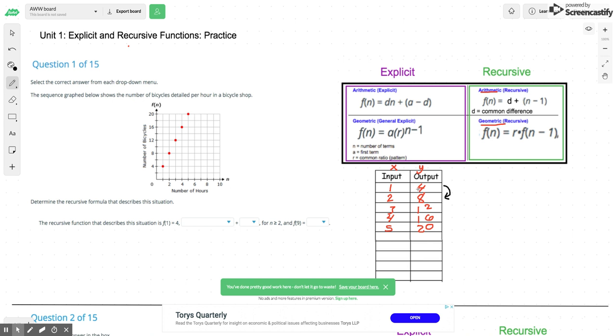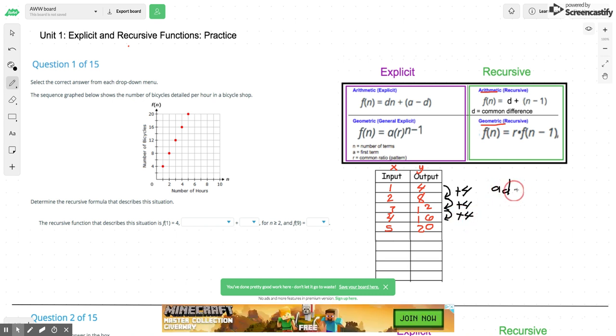Okay, so let's see. From 4 to 8, I have to add 4 to get to the next number. From 8 to 12, I need to add 4. From 12 to 16, I'm adding 4. So the pattern here is an addition, which means that this sequence is going to be arithmetic.